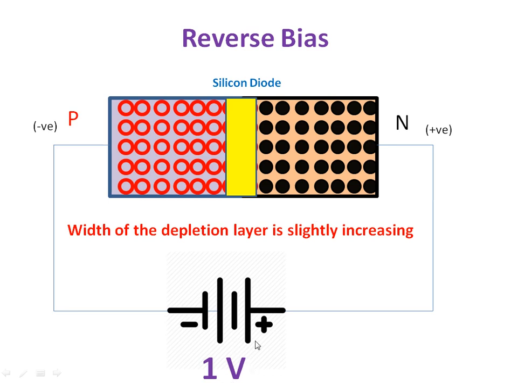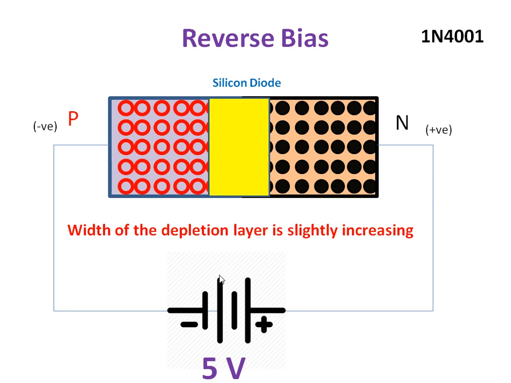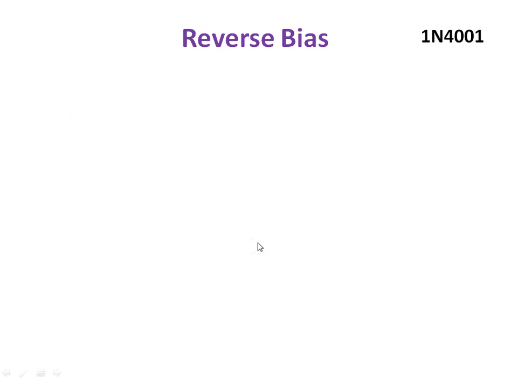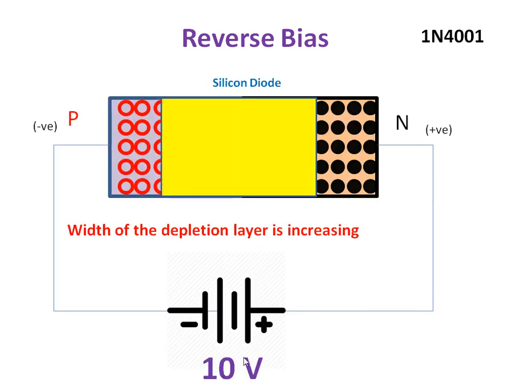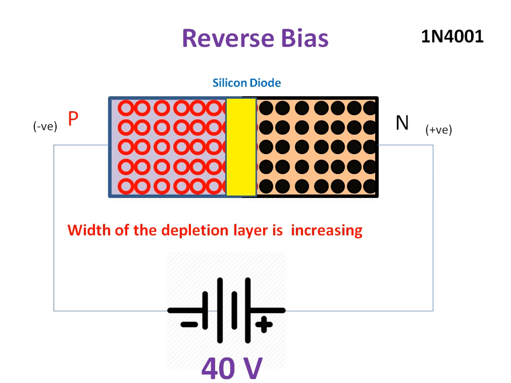Now if I increase the voltage to 1 volt, it is more positive on one side and more negative on the other. In this condition, more electrons are attracted, or trapped, by the positive terminal of your battery, and more holes are trapped by the negative terminal of your battery. The width of the depletion layer is slightly increasing. Suppose I increase the voltage; the width of the layer keeps increasing. Instead of 5 volt, if I apply 10 volt, this is the final width of my depletion layer or region.